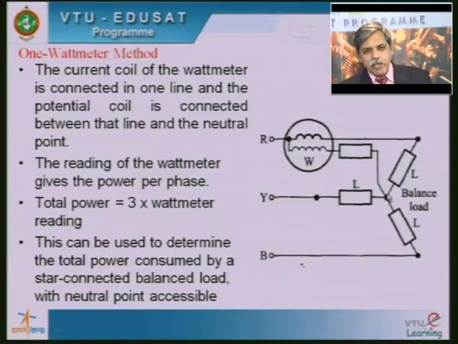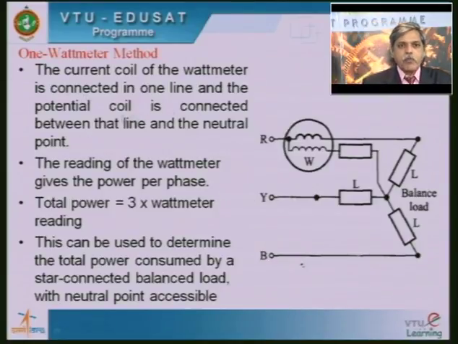This 1 wattmeter method is also applicable even when the neutral point is not available, but I have shown only one diagram here. I can give you the other diagram later, but before that I will explain this part. The current coil of the wattmeter is connected in one line and the potential coil is connected between that line and the neutral point.